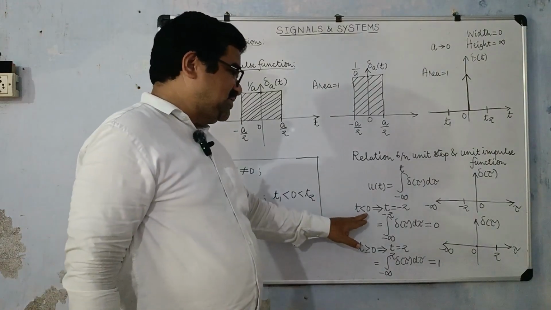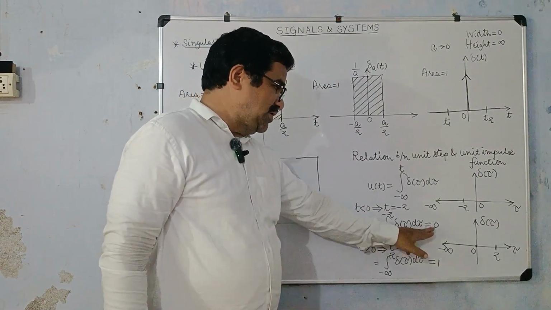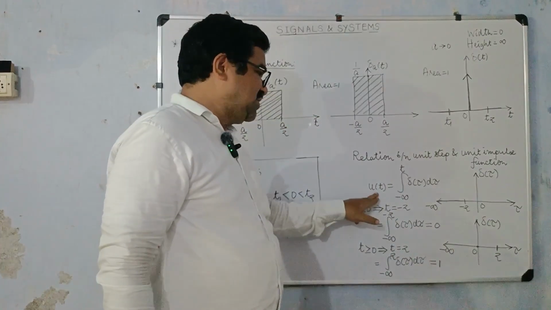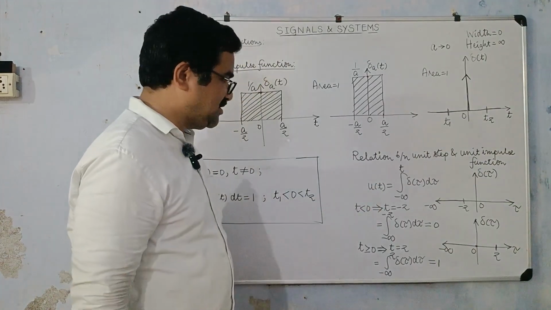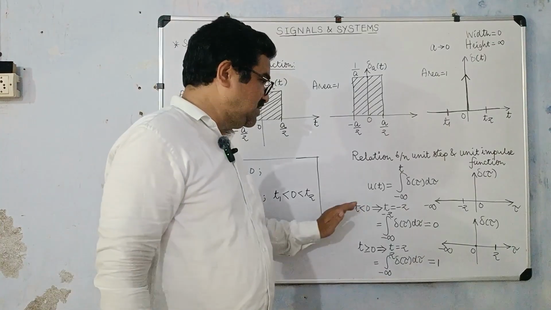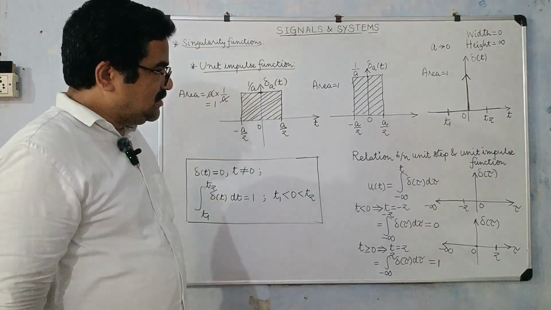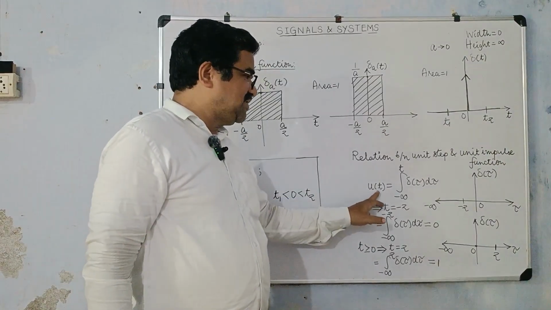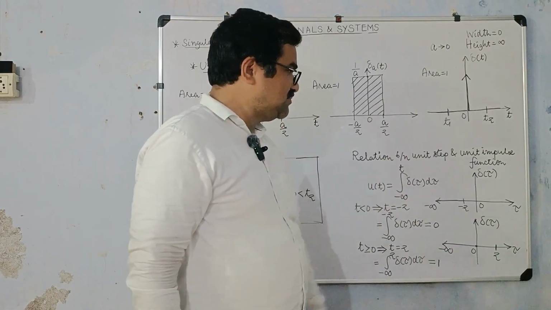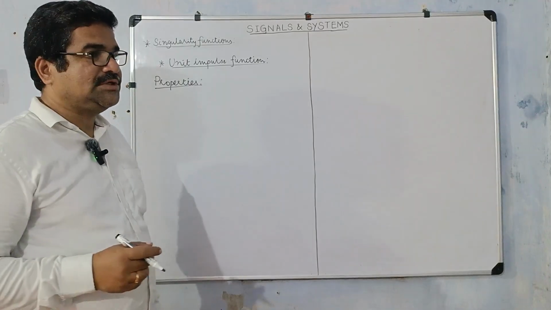So for t less than 0, whether it is minus 1 or minus 2 or minus 3 and so on, it will be 0. For t greater than or equal to 0, it is equal to 1, which is nothing but a unit step function, isn't it? We have already seen the unit step. It is equal to 0 for t less than 0 and it is equal to 1 for t greater than or equal to 0. So like that, the unit step function is nothing but the integral from minus infinity to t of delta of tau d tau.